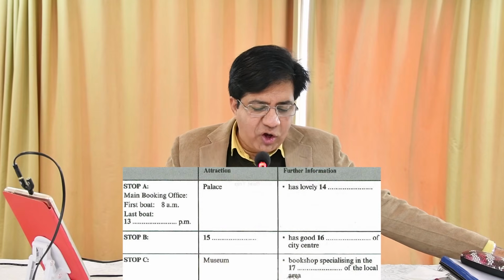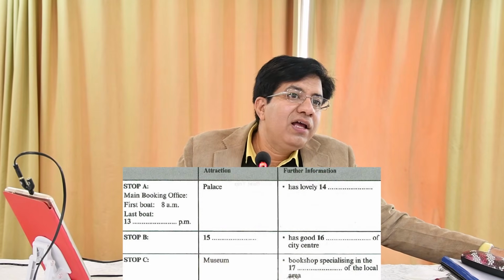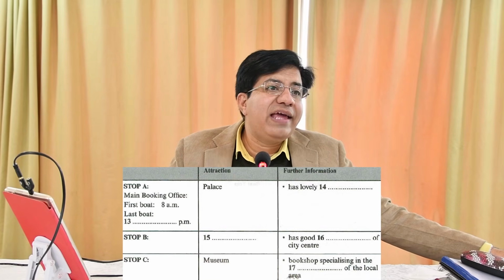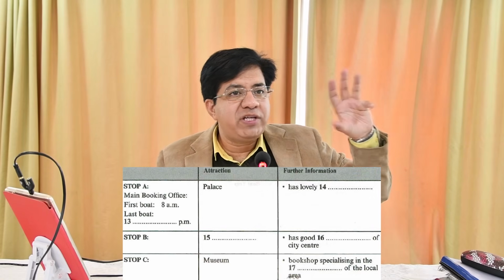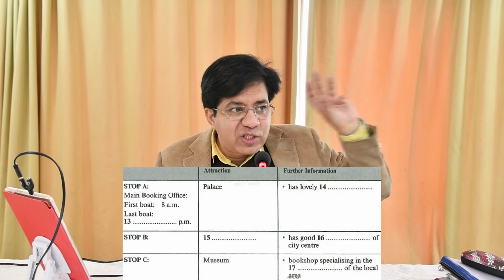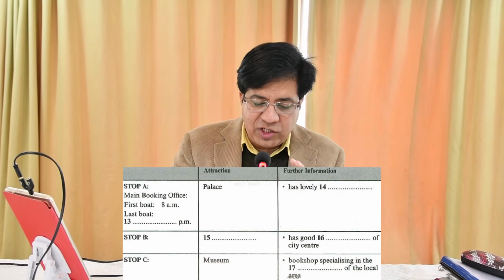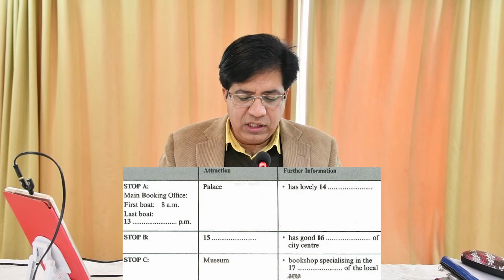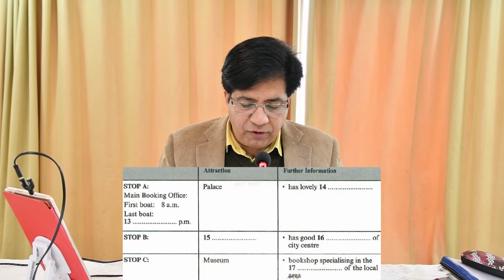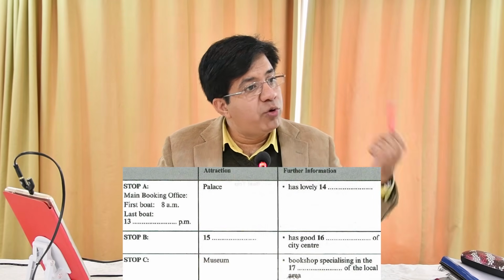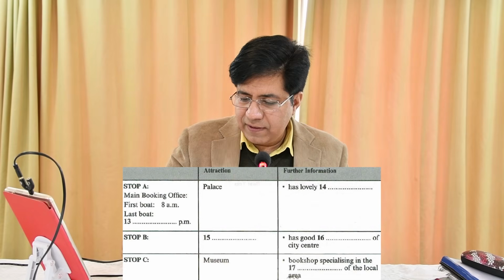Question number 17, stop C. What is stop C? What is the attraction? Museum. And then they say, bookshop specializing in the dash of local area. Underline specializing. There is a bookshop specializing. It means in that bookshop you can find books on a specific title. So underline specializing and write there, good range of local, and then something. It can be a topic on which the books are written. Okay, so let's see what that is.